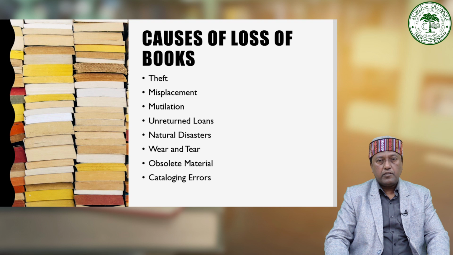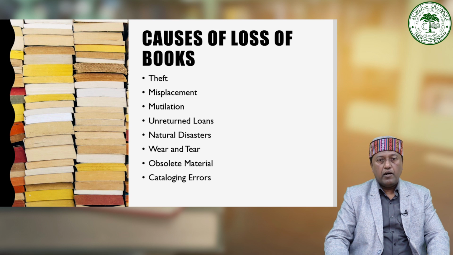Theft, a deliberate stealing of books by the patrons or outsiders, is a significant cause of loss in the libraries. Books may be stolen for personal use or resale. Misplacement: books may be misplaced or shelved incorrectly, leading to difficulties in locating them when needed. Misplacement can happen due to human error or inadequate shelving procedures. Next, mutilation. Some readers may engage in destructive behavior, such as tearing pages, underlining, or highlighting text, causing damage to the books.